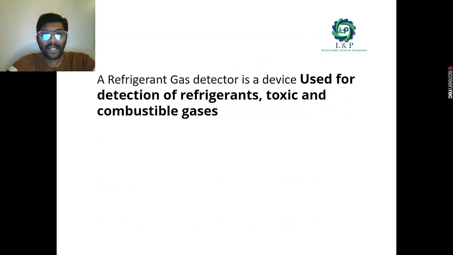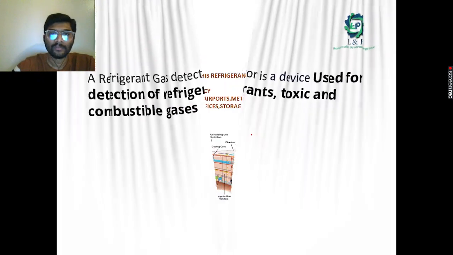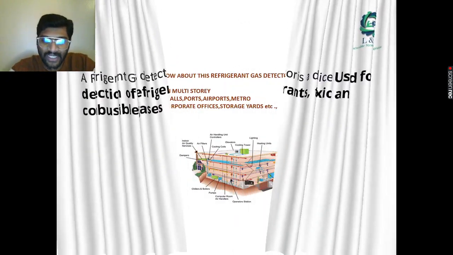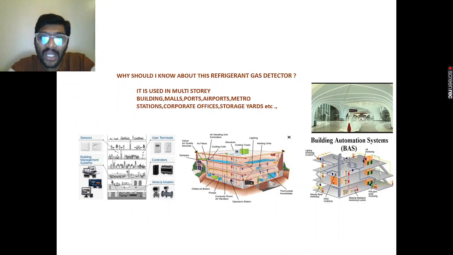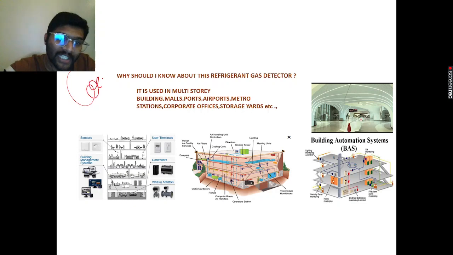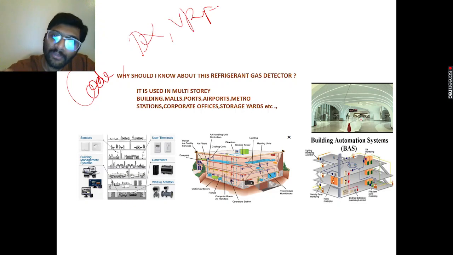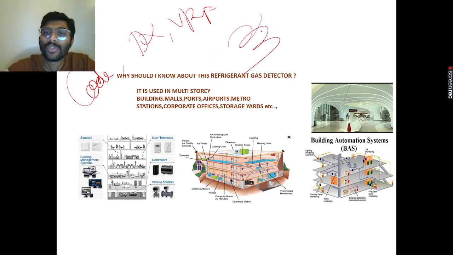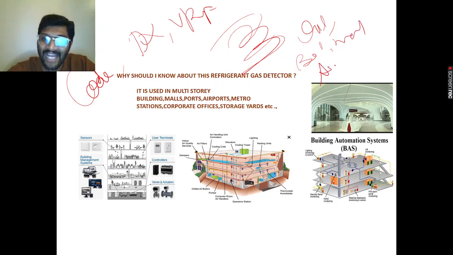First, what is this refrigerant gas detector? It is a device intentionally used only for the detection of refrigerants, toxic and combustible gases. Where do we use these detectors? Mostly in places where we use refrigerant as a coolant, especially in DX units and VRF units, for cooling inside the cooling coil, where instead of water we use refrigerant as the coolant. They are also used in oil and gas industries, small building projects, malls, airports, and metro stations.